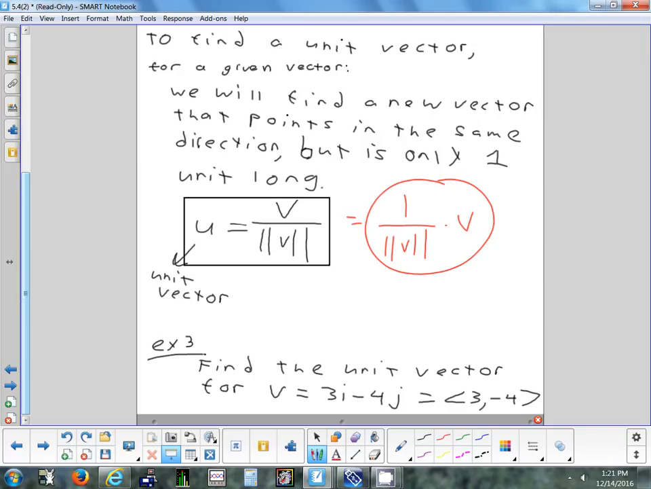All right, so I've got the vector 3, -4. And I want to turn that into a unit vector. I don't want to mess with the direction of it. So all I can do is scale it. I can make it longer or shorter, but I'm not changing the direction.